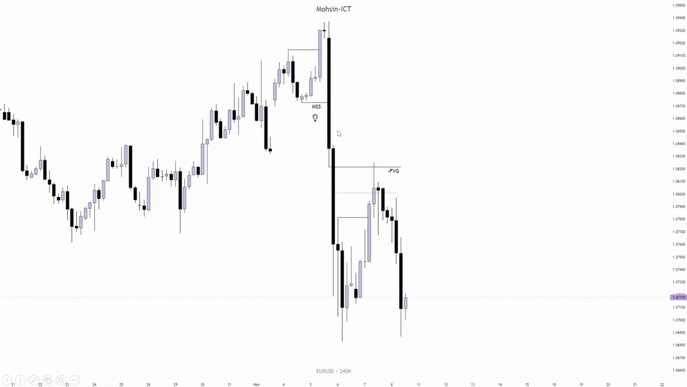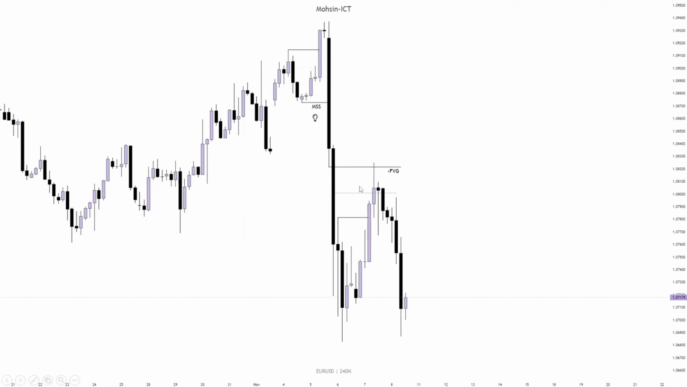You see, we have done the market structure shift right here after taking enough sell side liquidity, and then we shoot lower with these aggressive candles. Now we are expecting price to go even lower because this is a form of continuation, as price is going to respect this volume imbalance and these fair value gaps.